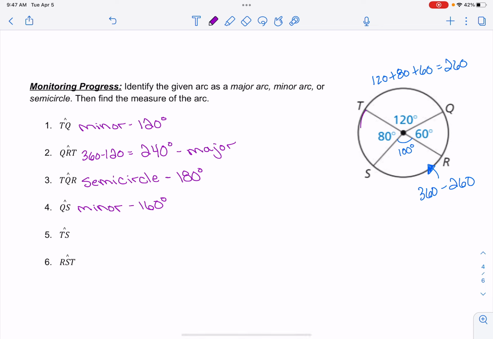T to S, that one's easy, it's just this little piece, so that's going to be minor, and it's going to be 80 degrees. And last but not least, R to S to T. Well, that one's also going to be a semicircle at 180 degrees.